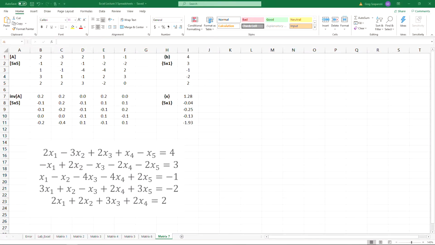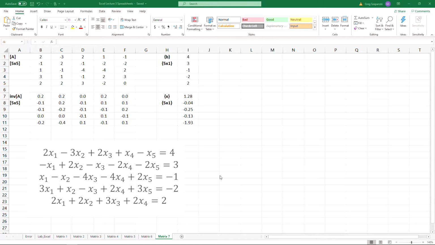So, final example for this Excel module is solving simultaneous equations. That's what we've been working up to with all these different matrix operations. When you look at the PowerPoint slides, you'll see this down here on the bottom, these set of simultaneous equations. It's 5 unknowns, 5 equations, right?